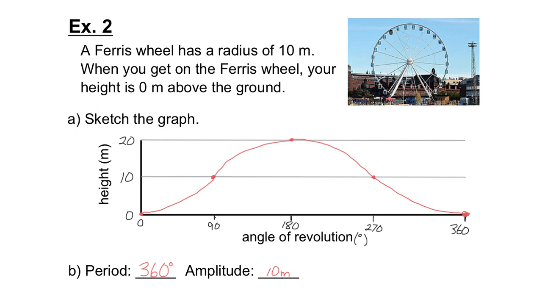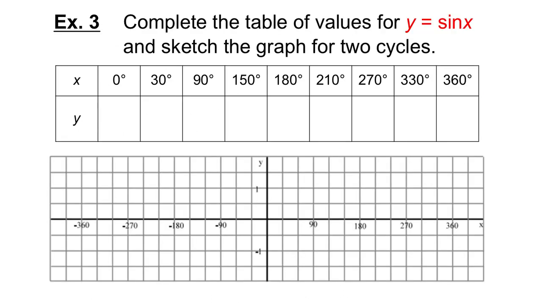So now you've seen two examples of periodic functions, the lunar cycle as well as a Ferris wheel. Now for this next example, we're going to start with an equation. Y equals sine x. So x can have lots of different values. You might recognize some of these angles from our previous unit on trigonometry. But what I'd like you to do is calculate the value of y for each value of x to make a table of values, and then plot those points on the graph. And see if you can make the graph for 2 cycles. So pause the video and try that now.